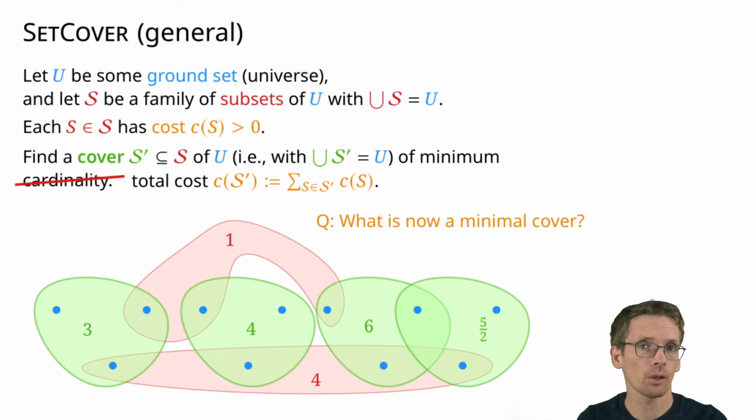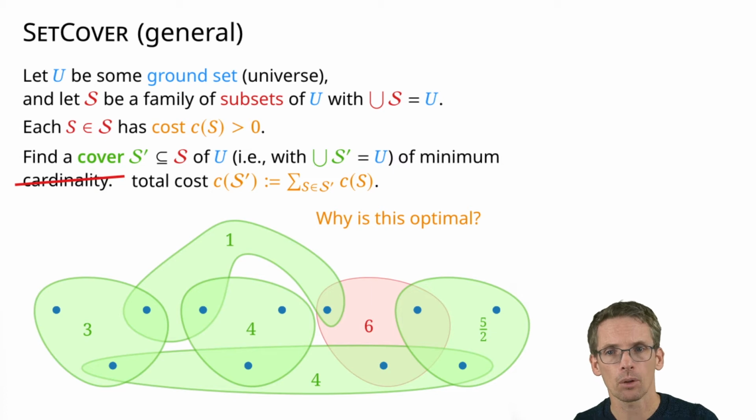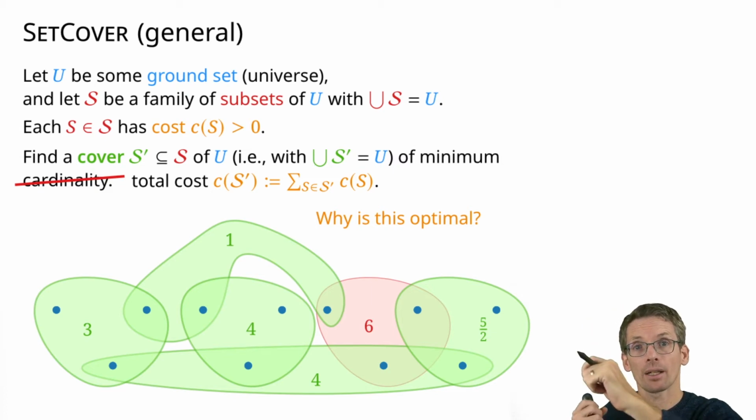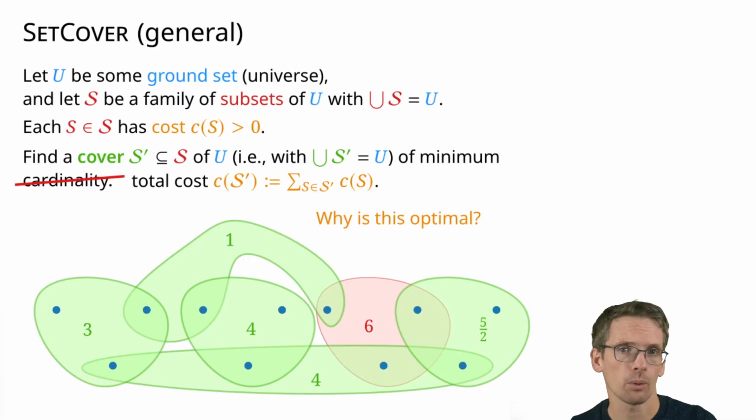So is this cover already min cost? This one isn't. This would be the min cost cover here, because taking out the set with cost 6 and instead replacing it by sets of cost 1 and 4 reduces the cost by 1, and still all points are covered.